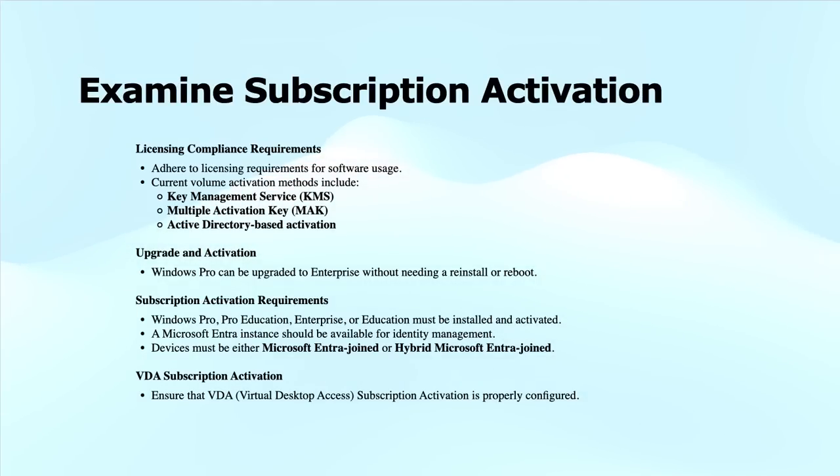The current volume activation methods are multiple methods that are offered by Microsoft for activating the multiple copies of Windows in a large organization. Here are some of these volume activation methods like Key Management Service, KMS. It's a very old technique. A server based activation method where managing volume licenses within an organization is done through this. It automatically activates the devices within the network without needing to contact the Microsoft servers.